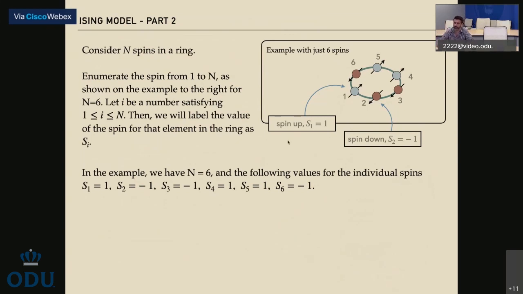Simple, okay? And so in this example, we have n equal to 6, and we have the following values of the spin: 1, -1, -1, 1, 1, -1. Makes sense, right? So that just sets up what we mean by spin and what value we're going to give them.